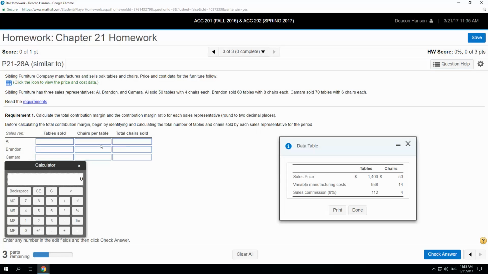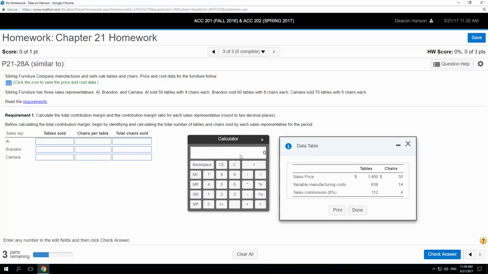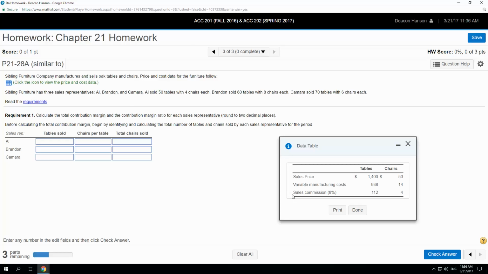1,400, and we'll recalculate it for them just so you can see where they're getting that number. If I take 1,400 times 8%, that's the 112. Then we could do it for chairs. So 8% times $50 per chair equals 4. So the sales commission is also a variable cost because the more units you sell, the more sales commission you're going to pay. But it's not a variable manufacturing cost because it's not part of the cost to make it, but it still is a variable cost.